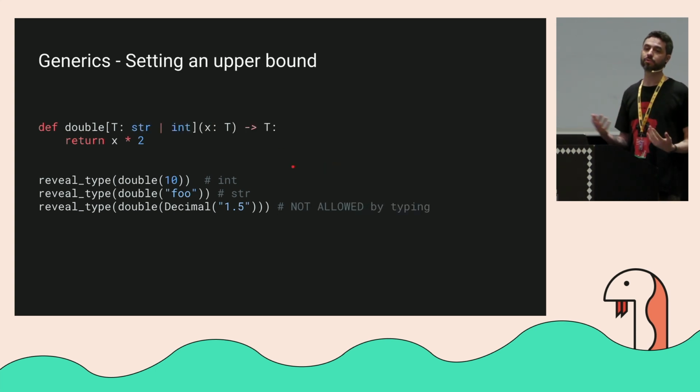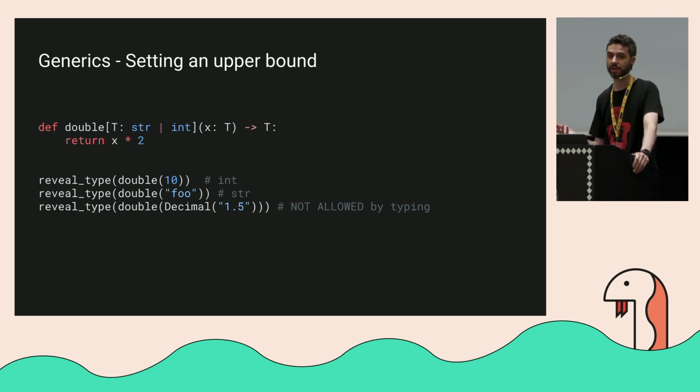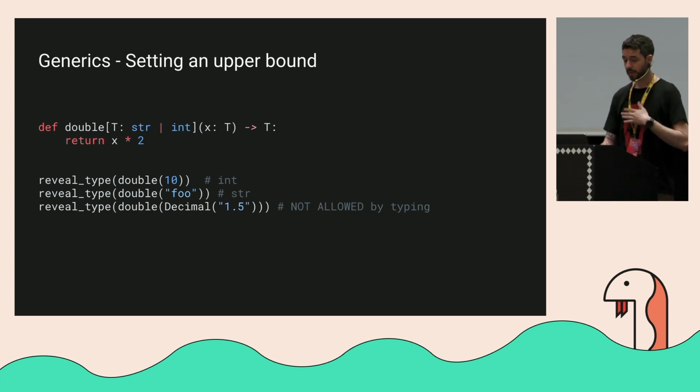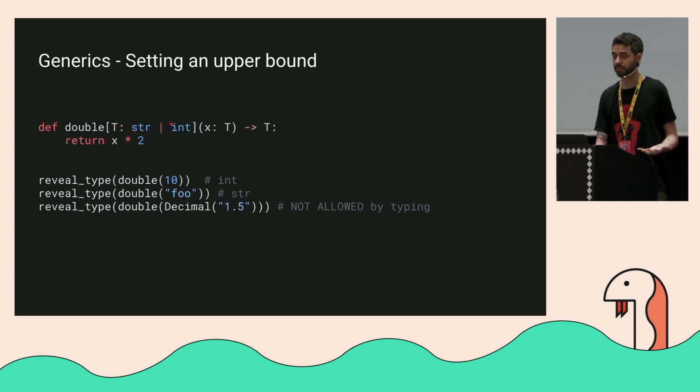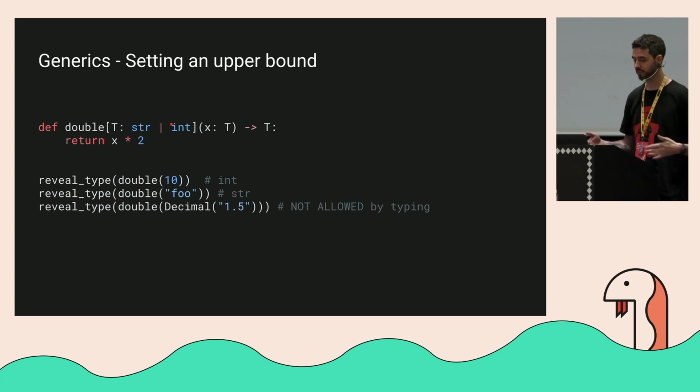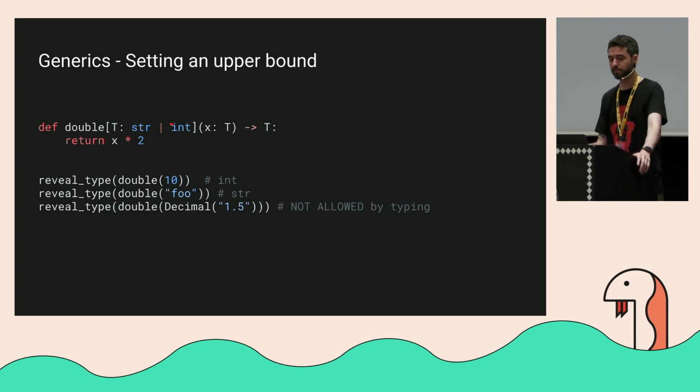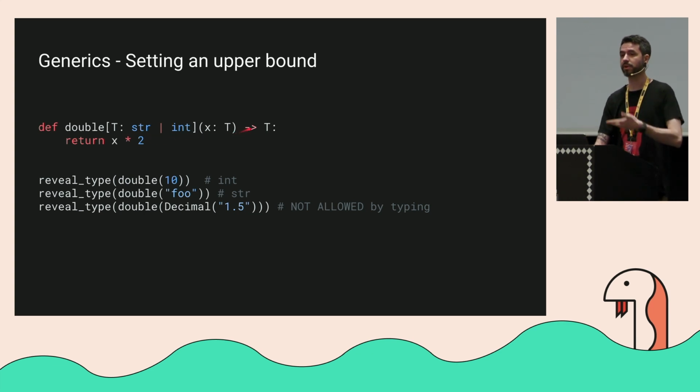Suppose that we still don't want that kind of power to be used. We want to limit it to only strings and ints. So we can define an upper boundary of the type. In this case, T is limited to strings or integers or subclasses of those, not many subclasses of those, but still, you are still going to get the generic working the same way.